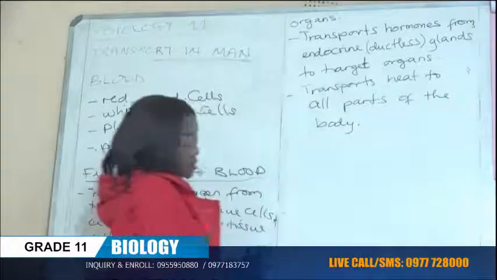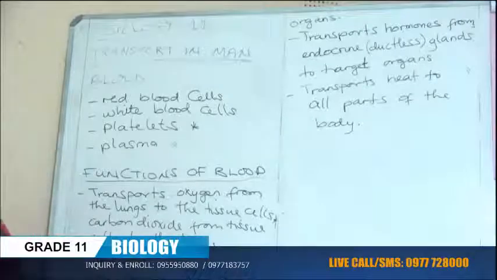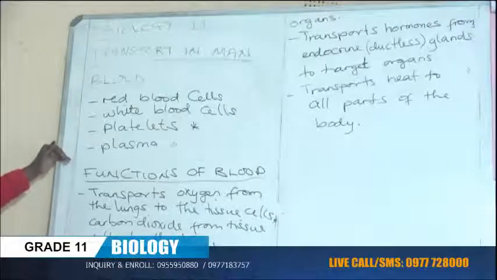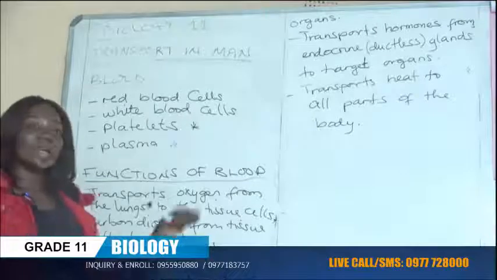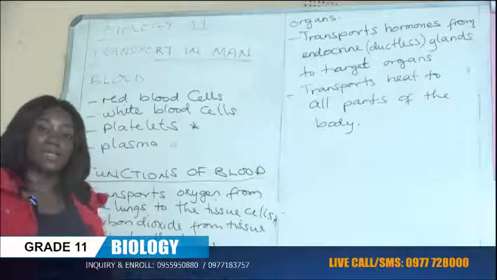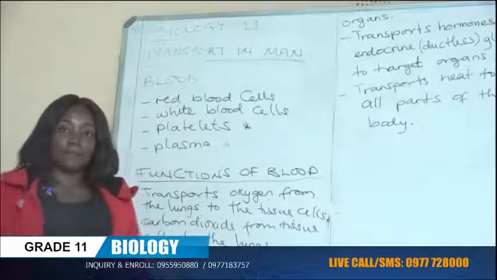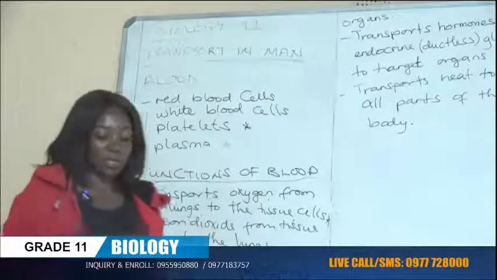All right, so these are the main functions of blood. Okay, these are the components of blood that we have discussed, and these are the functions of blood. So having identified the components of blood and explained the functions of blood, next time we'll be looking at blood groups and blood disorders.